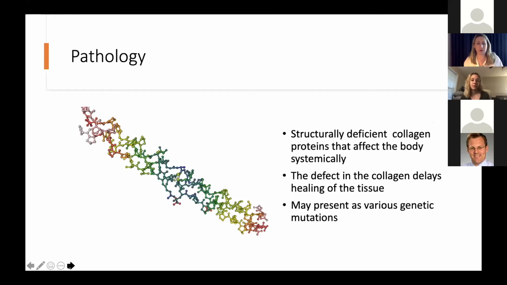So what's really going on with our hypermobile dancers is that there's a pathology in the collagen proteins that is going to affect the body systemically. Those collagen proteins are structurally deficient, which is going to affect healing of the tissue and really may present as various genetic mutations throughout the system.